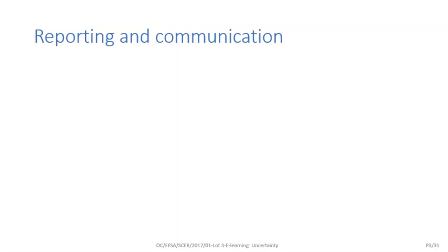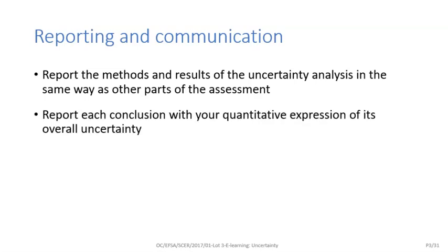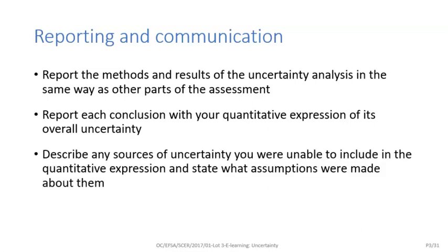Here's a reminder of what I said about reporting in the previous presentation. Report the methods and results of the uncertainty analysis in the same way as other parts of the assessment. Report each conclusion with your quantitative expression of its overall uncertainty, and describe any sources of uncertainty you were unable to include in the quantitative expression and state what assumptions were made about them.